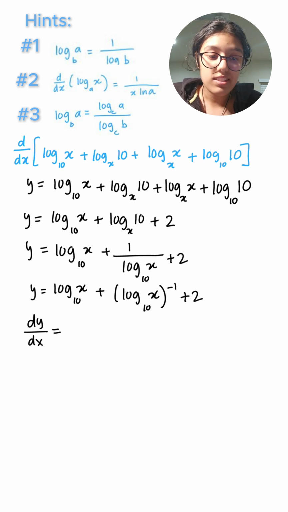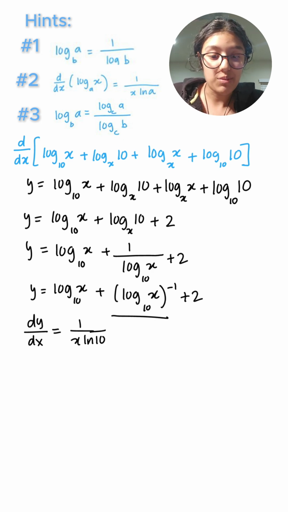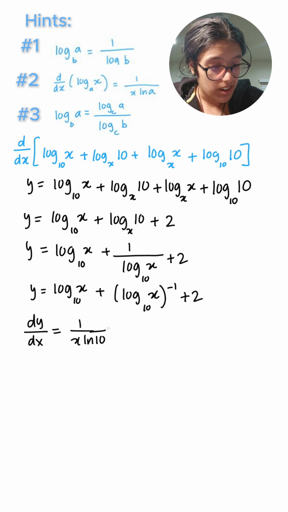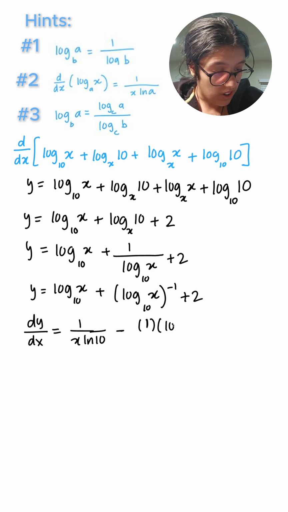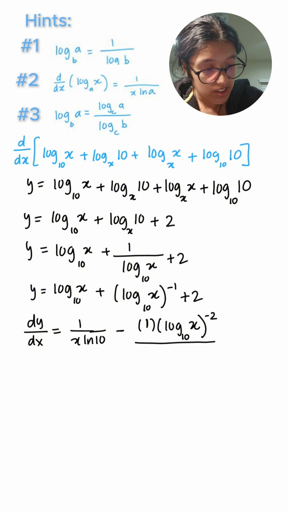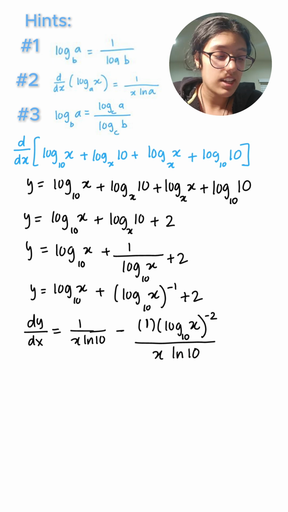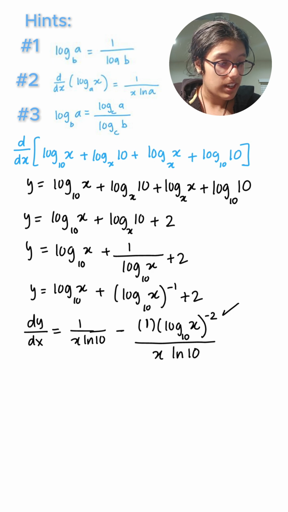So applying the second hint again, we get 1 over x natural log of 10. And over here we have to apply the chain rule. So we apply -1 times log x to the base 10 to the -2, times the derivative of this, which is just 1 over x natural log of 10. Once again, applying that second hint, and the derivative of 2 is just 0. I'm going to simplify this. I don't want that negative exponent.